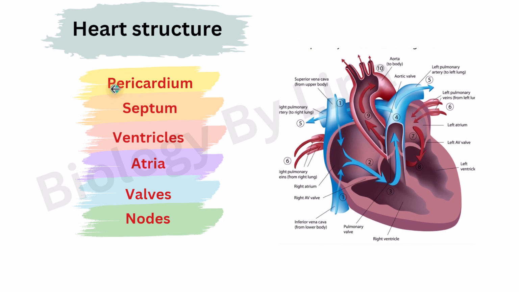Now let's talk about the main structures of the heart that we will explain in this section. First, we will talk about the pericardium. Cardium means heart, so it is the membrane that surrounds the heart. Second, we will talk about the septum. The septum is the wall that divides the heart into two parts, left and right. Then we will talk about the ventricles. Ventricles are the lower parts of the heart that are named as chambers.